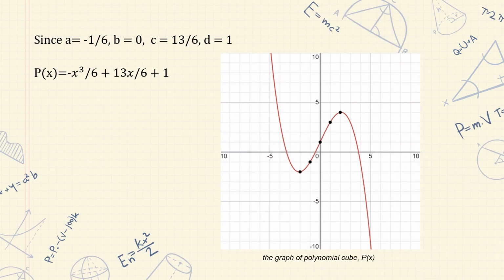Since we know that a equals -1 over 6, b equals 0, c equals 13 over 6, and d equals 1, then p(x) will be -x cubed over 6 plus 13x over 6 plus 1. And finally, for question 1, this is the cubic graph obtained from the p(x) equation as it passes through the points (-1, -1), (0, 1), (1, 3), and (4, -1).